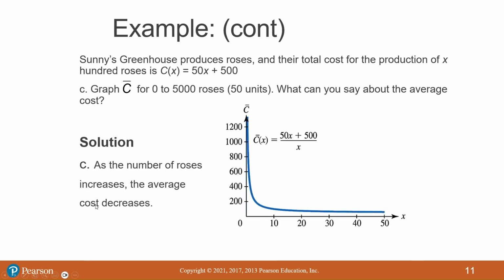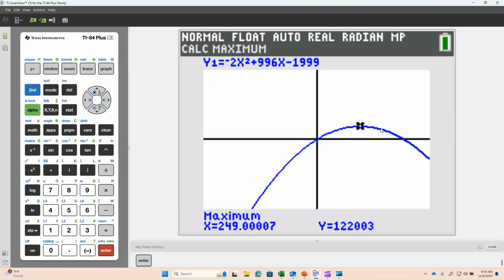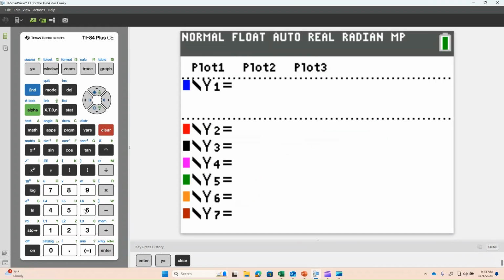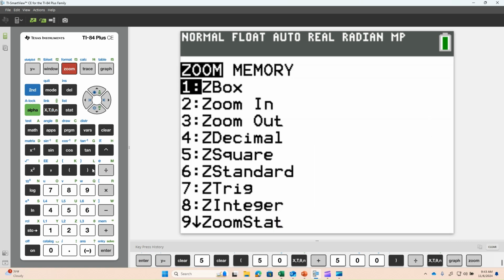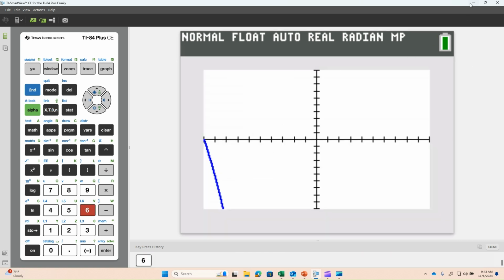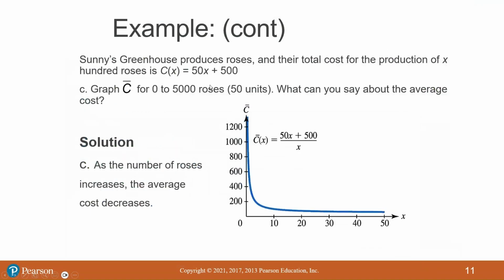Now, you can see the graph function here, but I want to actually take you through how to input this on the calculator. So we are graphing the C bar function. If I pull up my calculator, I'm going to put 50x plus 500 in parentheses, divided by x. If I graph that, I'm going to do zoom standard here. The zoom's not looking that great. That is why they let you know that it's from 0 to 5,000 roses, or in this case 50 units.